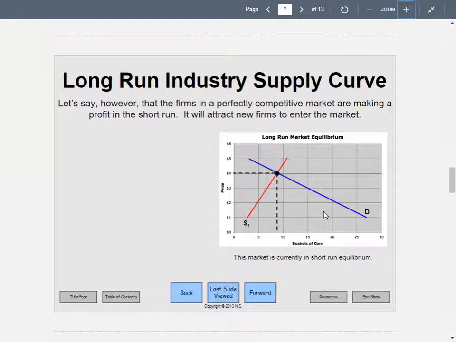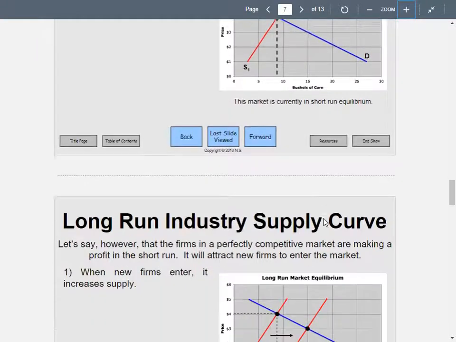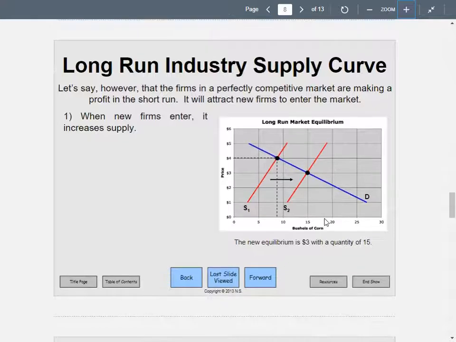The long run industry supply curve. Let's say, however, that the firms in a perfectly competitive market are making a profit in the short run. So it's going to attract new businesses into the market because they're looking like, hey, they're making money. I want to go make money too. So when new firms enter, it increases the supply. So our supply line shifts.